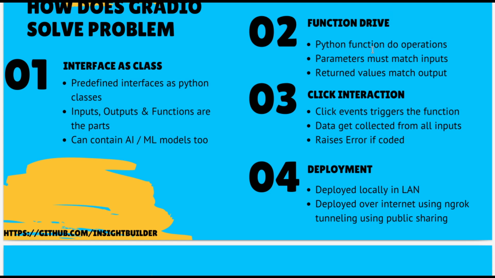So the functions drive. Python functions do the operations. Parameters must match the inputs, and the return values match the outputs. A function is kind of a black box or the actual operator which takes in inputs and gives output. The click interaction will trigger the function. The data gets collected from all the kinds of inputs available in the app at that moment. And deployment can be locally on your own LAN, or it can be deployed over the internet using the ngrok tunneling mechanism.